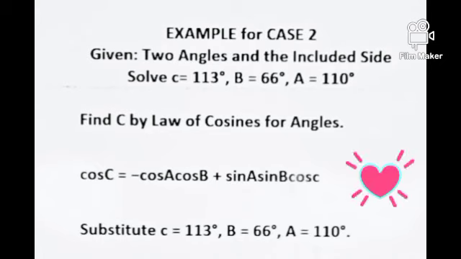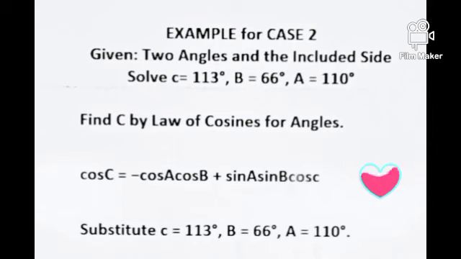Our next example is for case 2 where the given are two angles and the included side. Solve the spherical triangle with the given side small c 113 degrees. The two angles given are capital B 66 degrees, angle capital A 110 degrees. And the side small c is the side common to the two angles A and B, and it is called the included side.